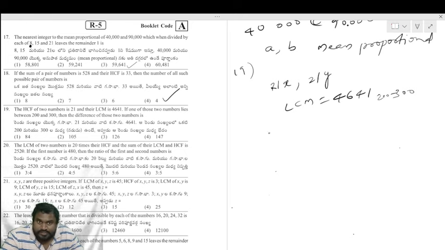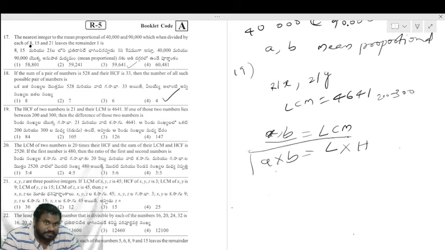There is a rule. If we know two numbers A and B, and their LCM, take it as L, and HCF as H, then L into H can be written as A into B. This is the rule: LCM into HCF of two numbers A and B is equal to the product of those two numbers, A into B.